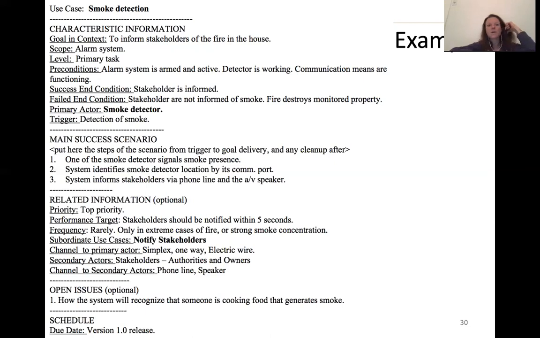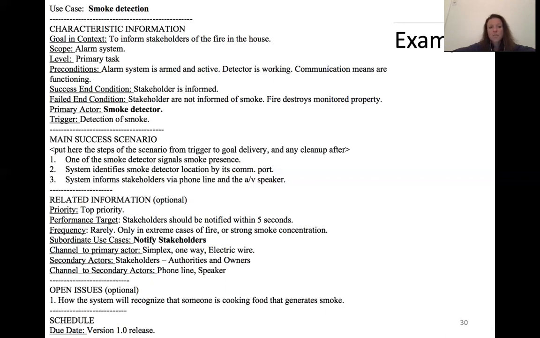Preconditions for this one are, in this case, textual. They're not written down mathematically. The alarm system is armed and active. The detector is working. Communication means are functioning. Good. Success end condition would be that stakeholder is informed. Failed end condition would be that stakeholders are not informed of smoke and the fire destroys monitored property.